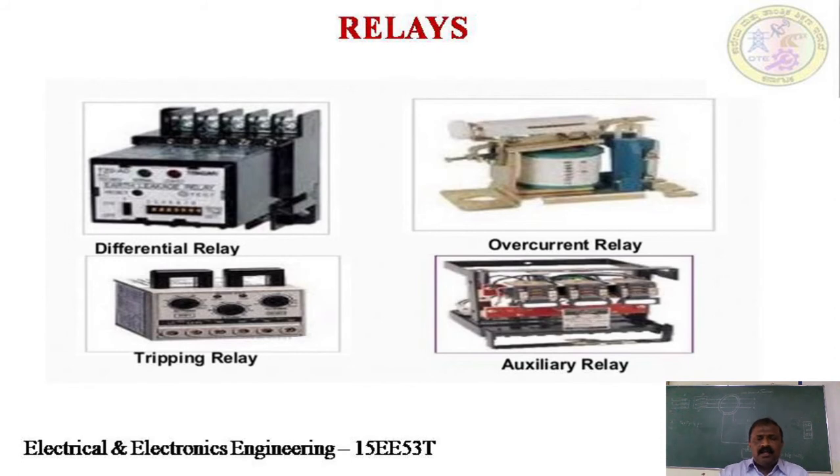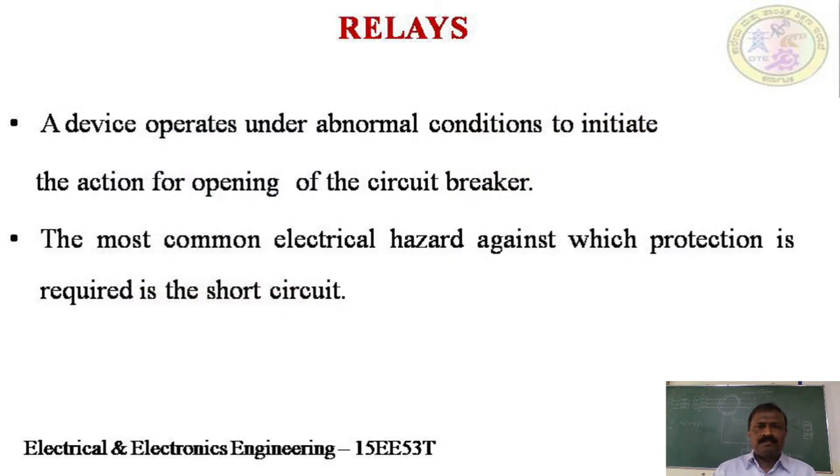So next is relays. The relays will play a vital role in power system protection. These are all the different relays we are using in power system protection. They can be called relays or protective relays. Protective relays can be defined as a device that operates under abnormal conditions to initiate the action for opening of the circuit breaker.